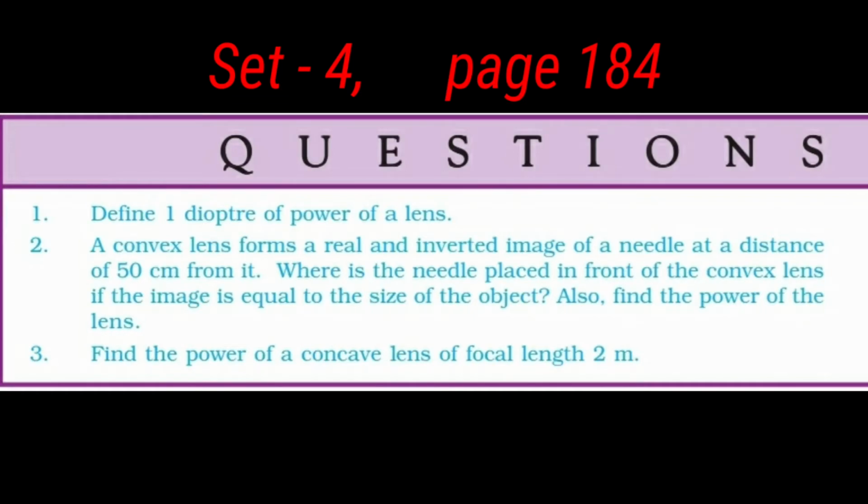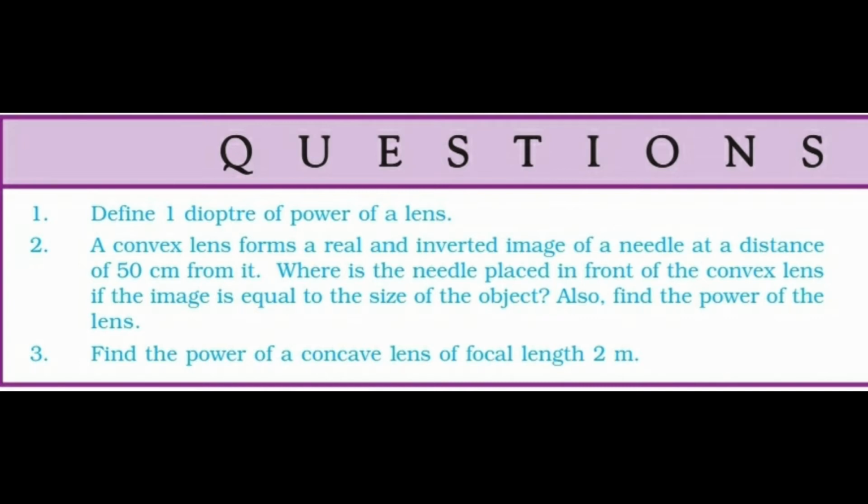Now we will discuss set 4 question answers, page number 184. Question 1. Define 1 diopter of power of a lens. 1 diopter is the power of that lens whose focal length is 1 meter.